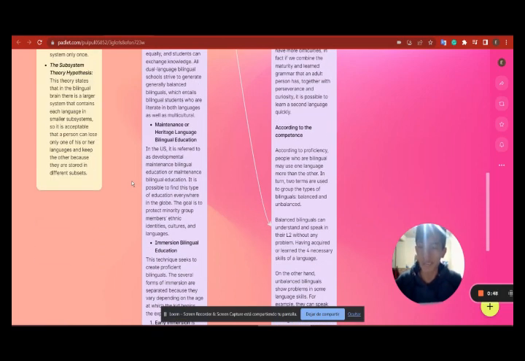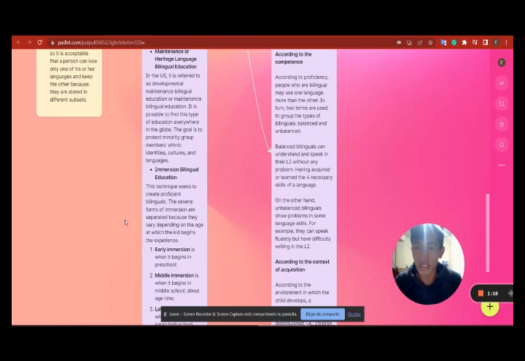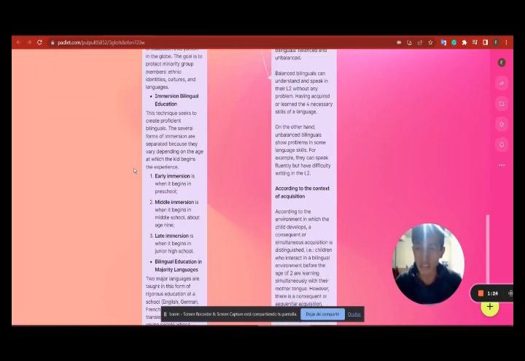Another one is maintenance or heritage language bilingual education. In the US, it is referred to as developmental maintenance bilingual education or maintenance bilingual education. It is possible to find this type of education everywhere in the globe. The goal is to protect minority group members' ethnic identities, cultures, and language.